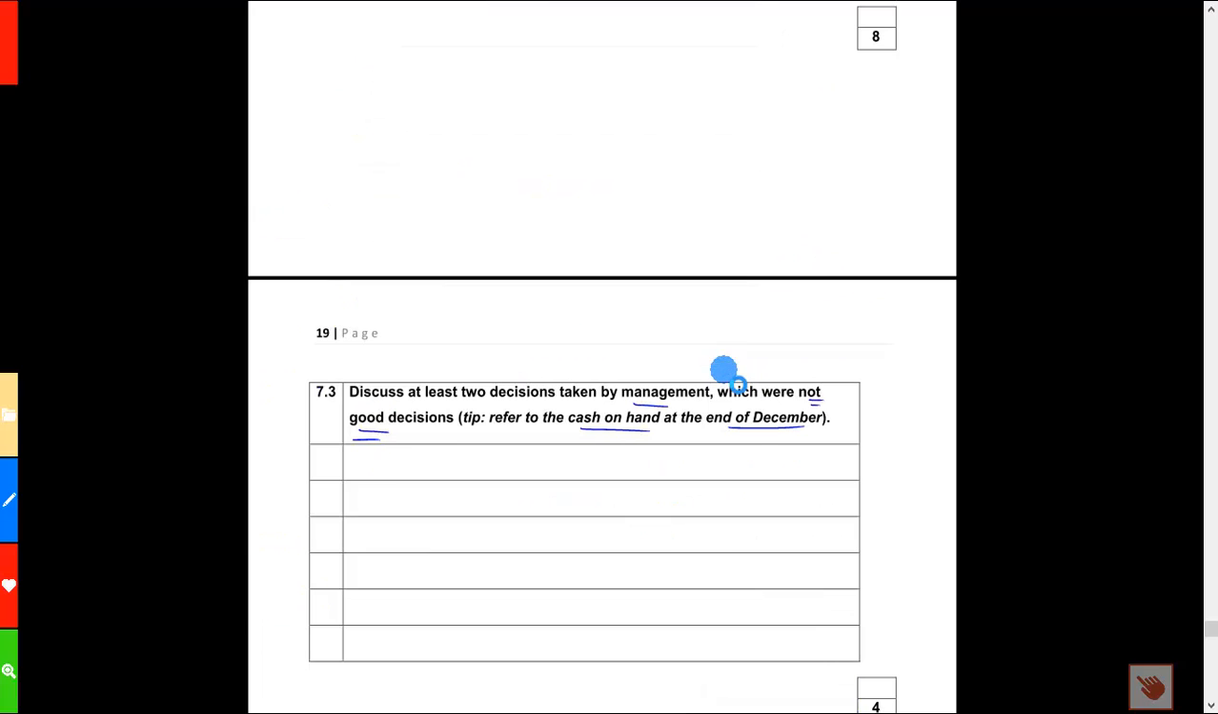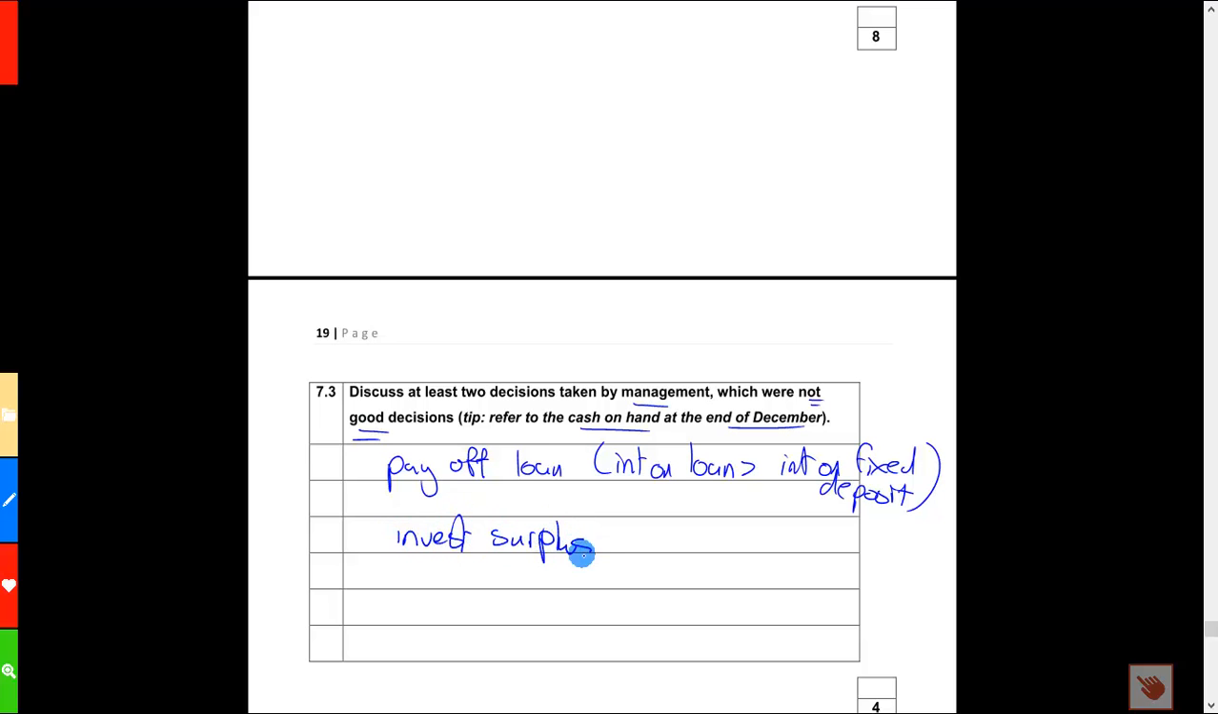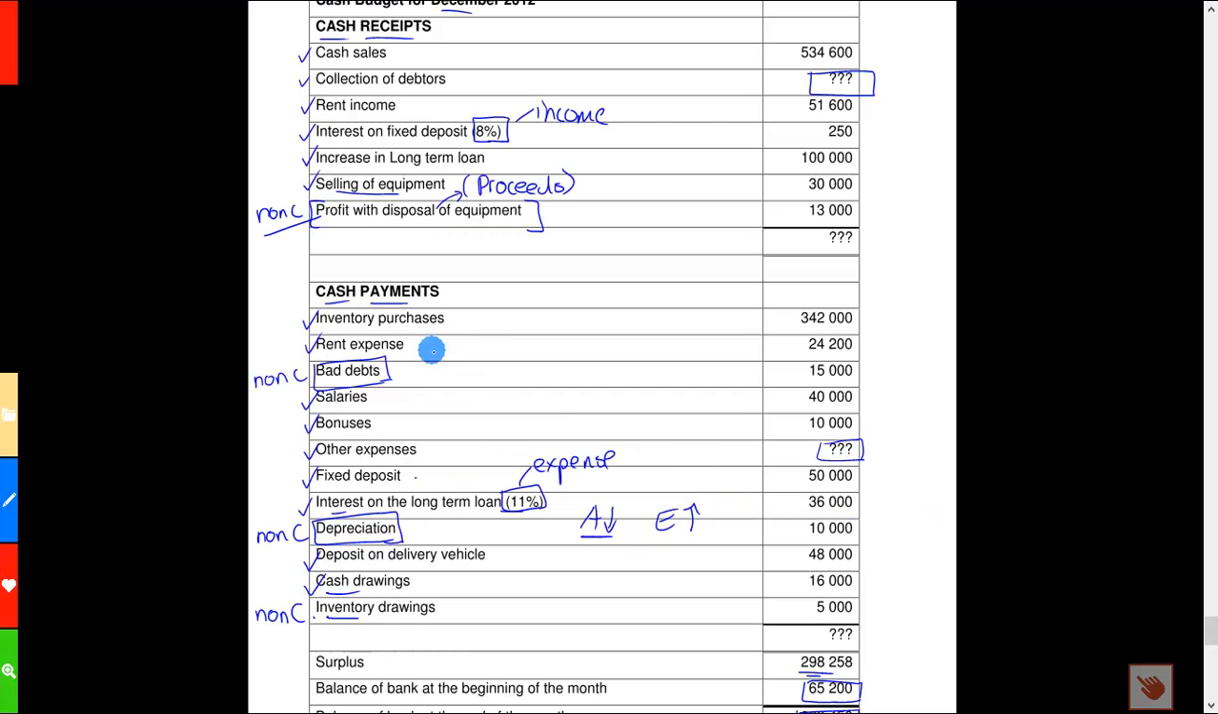They could have paid off, I'm just going to put abbreviated form here, pay off the loan, because interest on the loan is greater than the interest on the fixed deposit. And the second thing they could have done is they could have found a better investment for the cash than just lying around. Invest the surplus cash rather than have it lie around. Invest surplus cash, right? That's another thing they could have done.